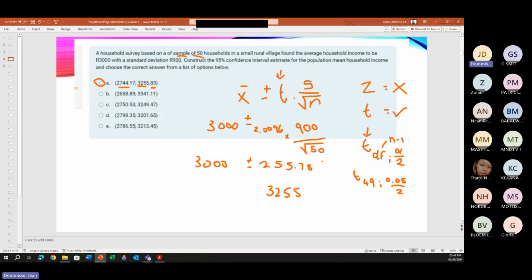So you will also see in your exam that you will not get a number of 255.78 and 255.83. So you will get the one that is the closest. Okay, but the most important part here is to see if it is a population standard deviation that is known or unknown, so that you know if you need to use the Z or the T.